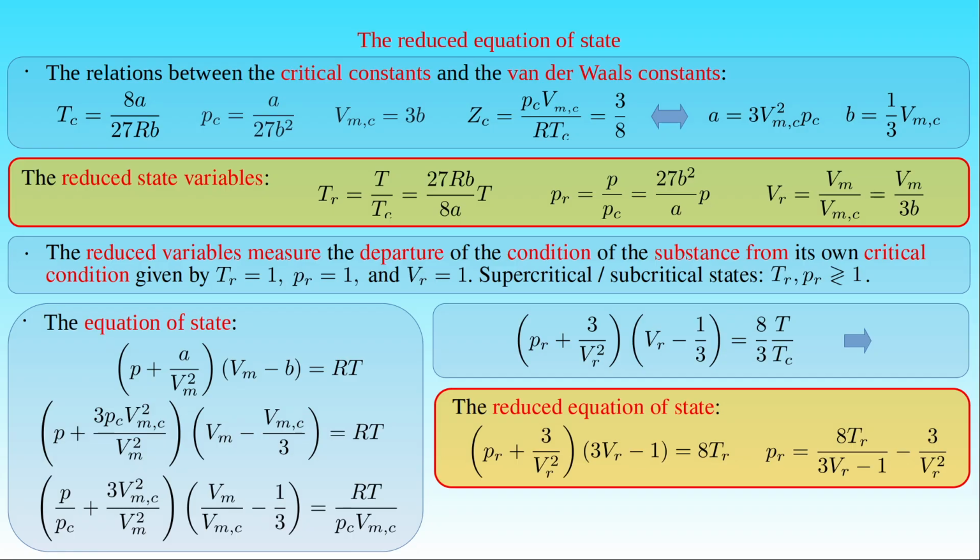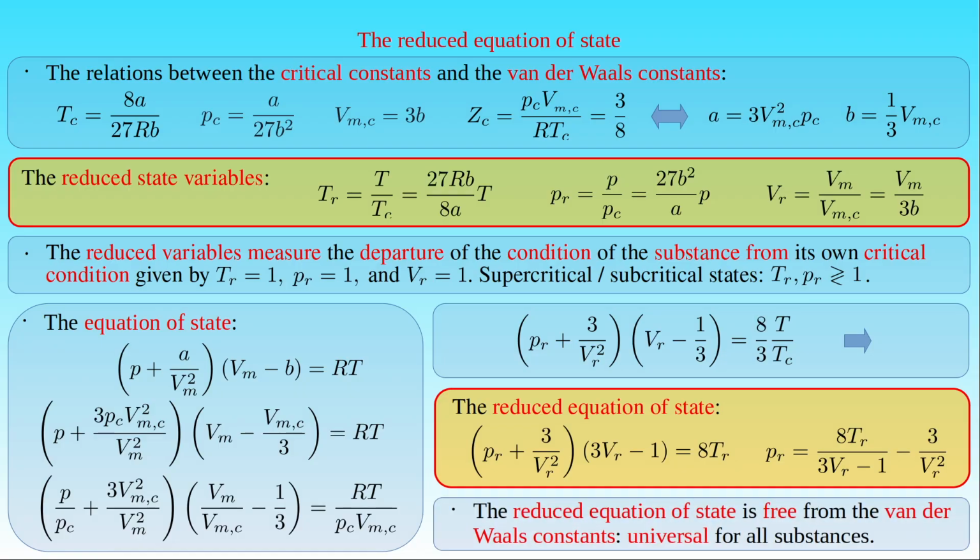As a result, we obtained an equation of state for any van der Waals gas which does not contain the volume and pressure correction factors specific to the given substance. That is, the reduced equation of state is free from the van der Waals constants and is universal for all substances.